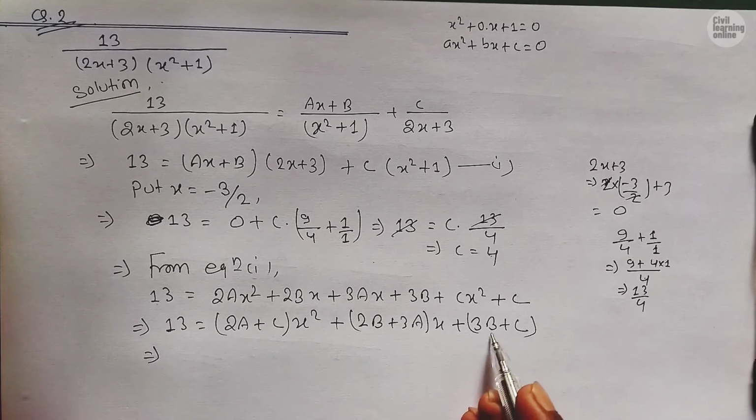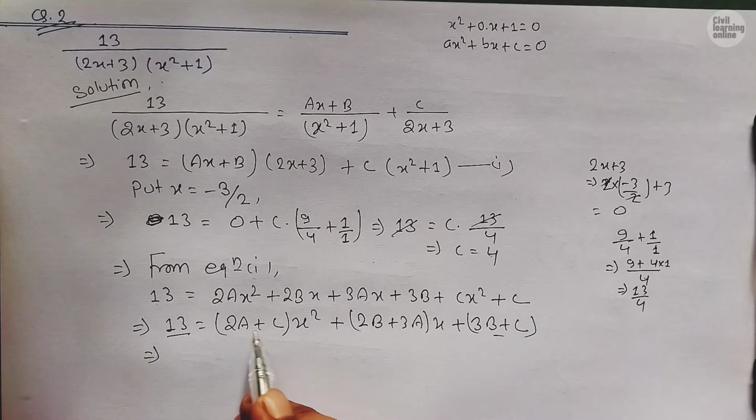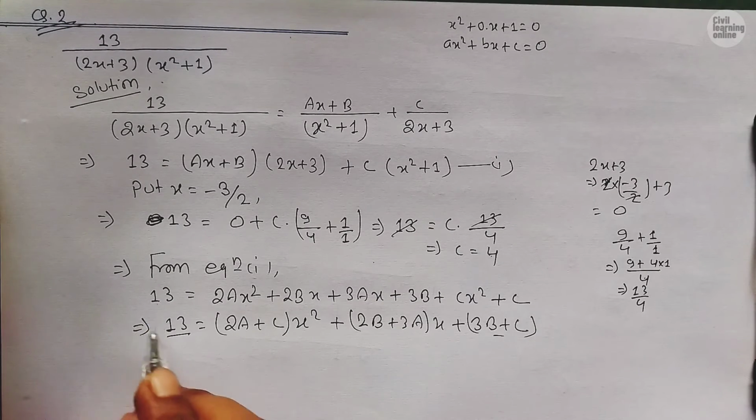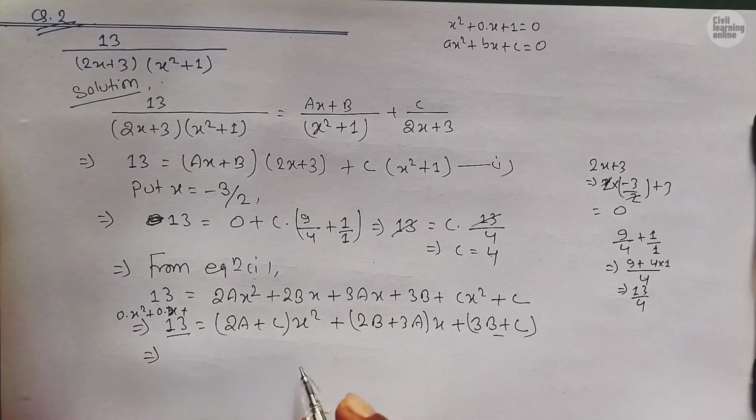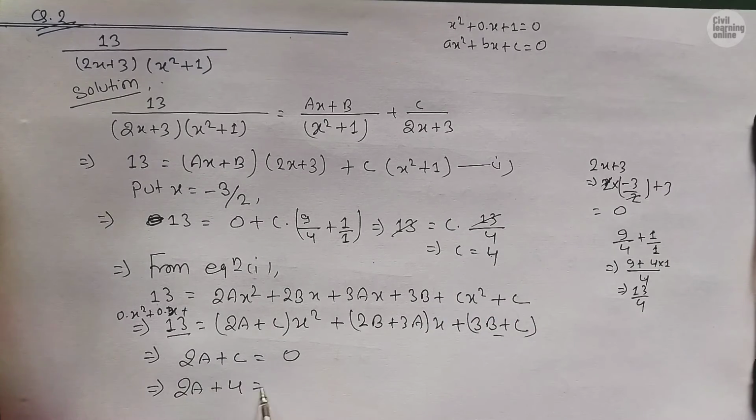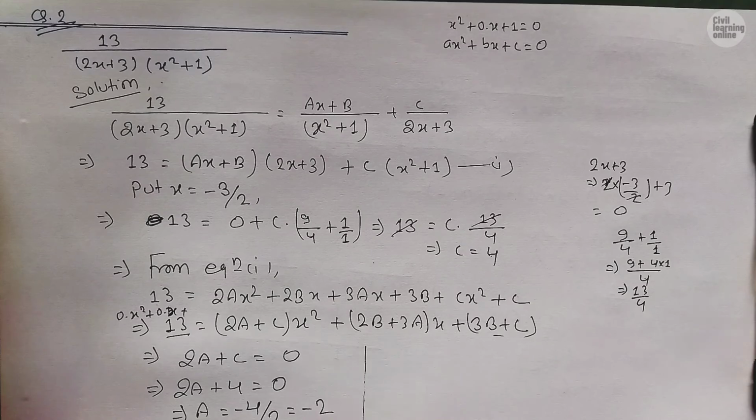So from here we can equate this and this, or we can equate this also. We can equate any, because here we have 0 times x square plus 0 times x plus 13. Okay, so we can take 2a plus c equals to 0, and we have calculated the value of c. So 2a plus 4 equals to 0. From here we will have a equals to minus 4 upon 2, so a equals to minus 2. Now we have got the value of a and c. Now let's calculate the value of b.